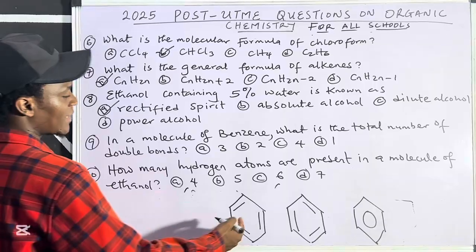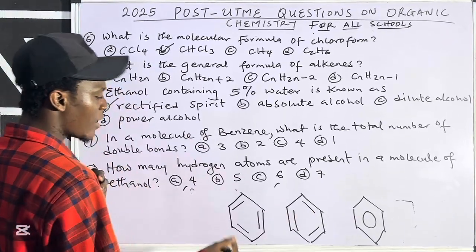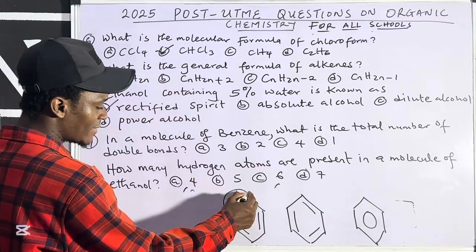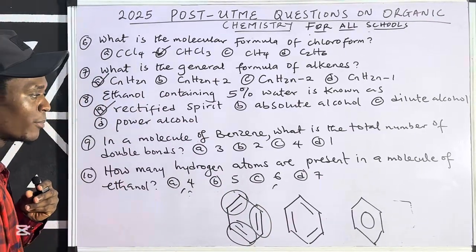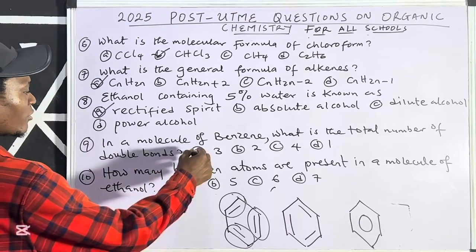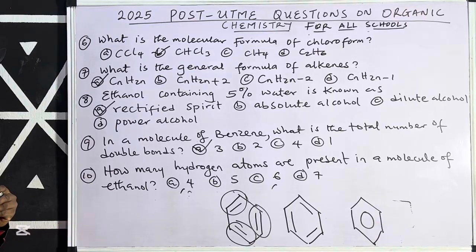Then, looking at these structures, the one that exposes the double bonds happens to be either this or this. So how many double bonds are there? 1, 2, 3. So we are having 3 double bonds in benzene. So the correct option is option A. The next question, which is question 10.